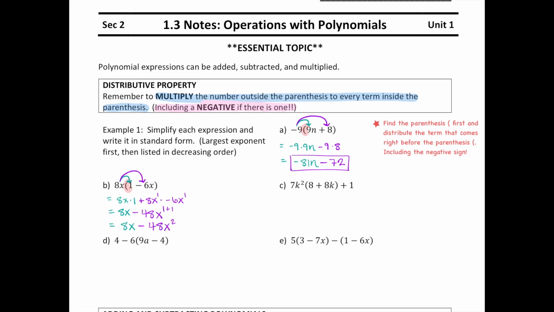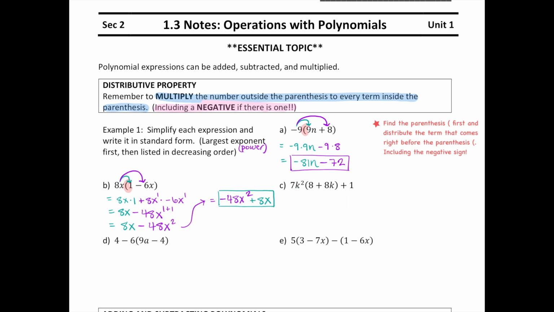And one of the directions says to write in standard form. So that's the largest exponent first. Another name for exponent is power. And the largest power in this example is 2. And so we actually want to rewrite this with the negative 48x squared first, and then the positive 8x next. So that is the final answer.